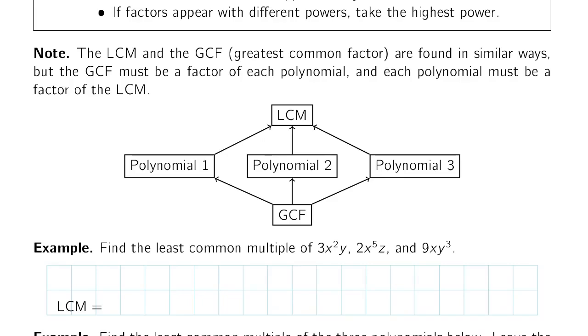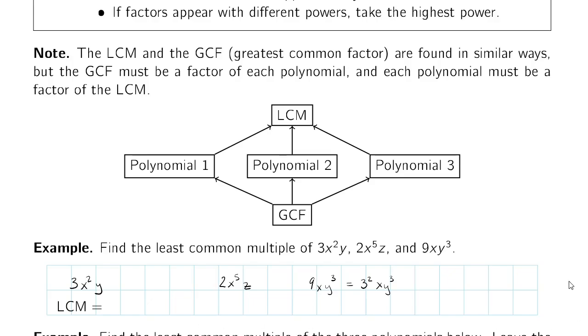Say we want to find the least common multiple of 3x squared y, 2x to the fifth z, and 9xy to the third, which I'm going to rewrite 9 as 3 squared, xy to the third, right? 3 times 3, that's the prime factorization of 9. The advantage of doing it that way is that now I can treat the prime numbers 2 and 3 exactly the same way that I treat my variables.